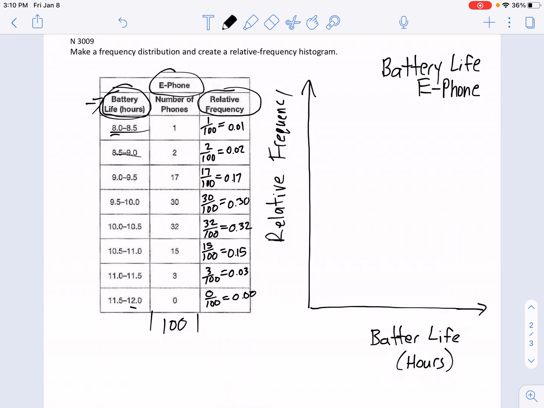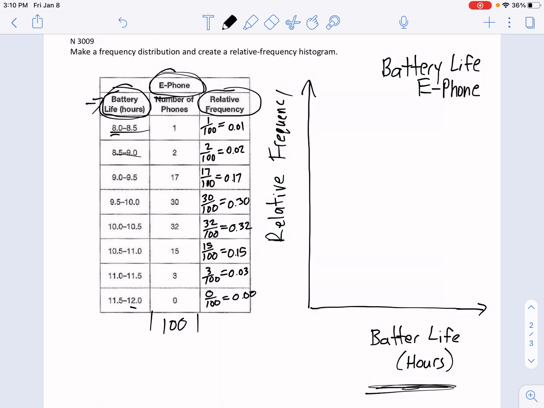Okay, so that's the first few things we want to do in making this histogram: creating our vertical axis, our horizontal axis, and then labeling our axes. So this is our battery life in hours. That's what this whole table is about. Then on the y-axis, that's going to be our relative frequency. And then, of course, it's good to give this a title as well. We're talking about the battery life of the e-phones. That's the title of our histogram.